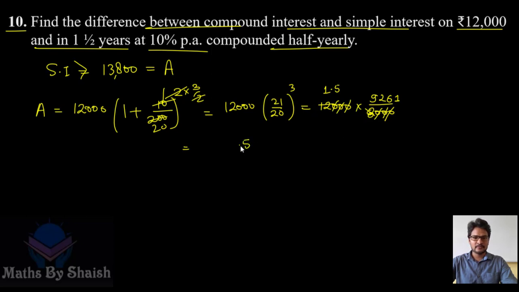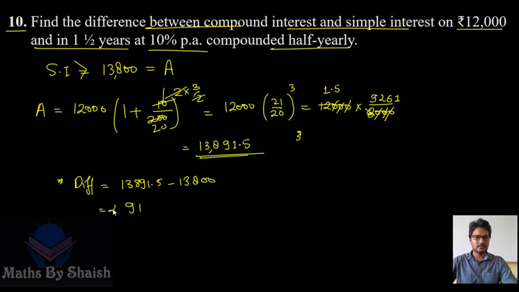Multiplying out, it becomes 13,891.5. So the difference is going to be 13,891.5 minus 13,800, and that's very easy to calculate. That is going to be 91.5 rupees.